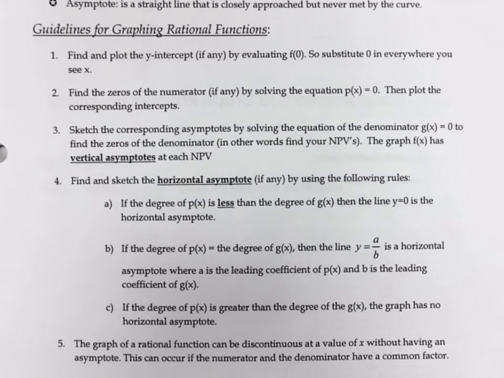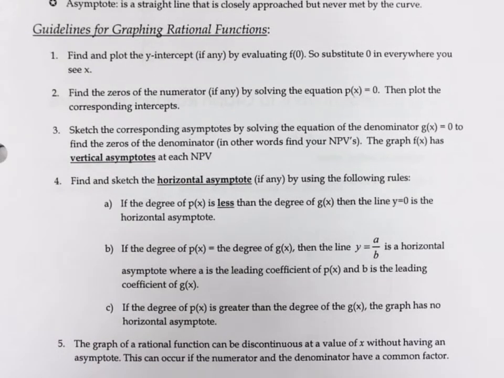You're going to find the zeros of the numerator by solving the equation where the numerator equals 0. You're going to plot those intercepts. Okay, you're going to sketch the corresponding asymptotes by finding the non-permissible values. Those will be your vertical asymptotes. So non-permissible values are where we solve for x cannot equal in the denominator. Those are your vertical asymptotes.